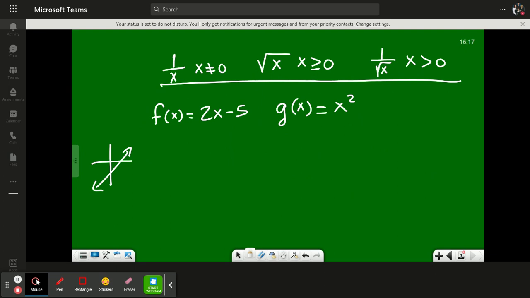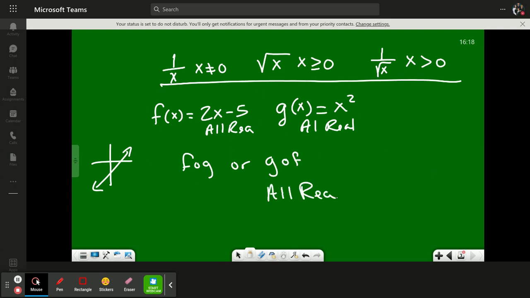All real? Test question from one day. So if I have all real here and all real here, then my domain for f of g or g of f is also going to be all real, right? If both functions separately have all real, then the composite function is also going to be all real. But that's not always going to be the case.